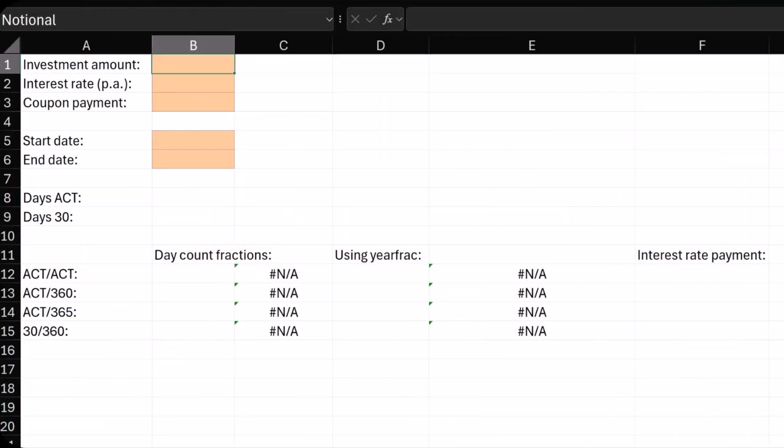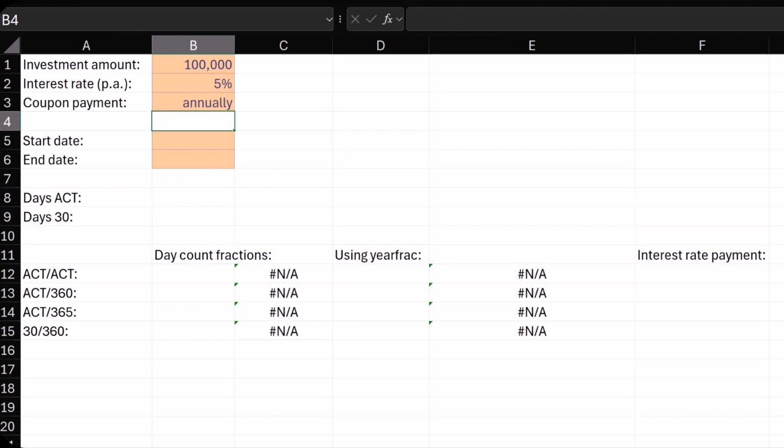All right, here's a spreadsheet for the example. At the top, I'm setting the inputs: the investment amount, which is 100,000, and the interest rate, which is 5% per annum. And we're assuming the coupon is paid annually, so we're calculating just one single interest payment.